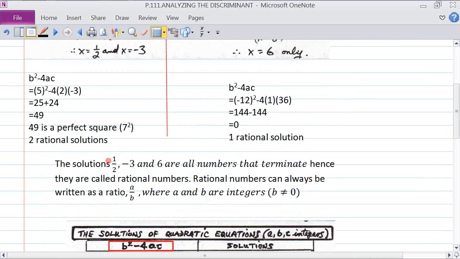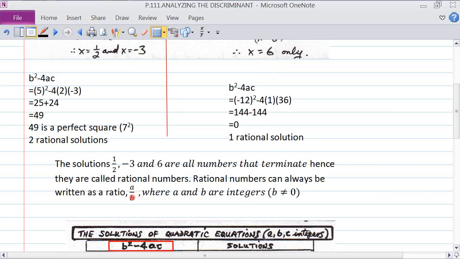So if you look at the solutions to this, a half, minus 3, and 6 are all rational numbers. And rational numbers can be expressed as a over b, where a and b are integers. That means that a and b have to be whole counting numbers. So really, here we've got 1 over 2, a over b. Here, the denominator, we can write this as minus 3 over 1, a over b. And this is 6 over 1. So you can always write it.